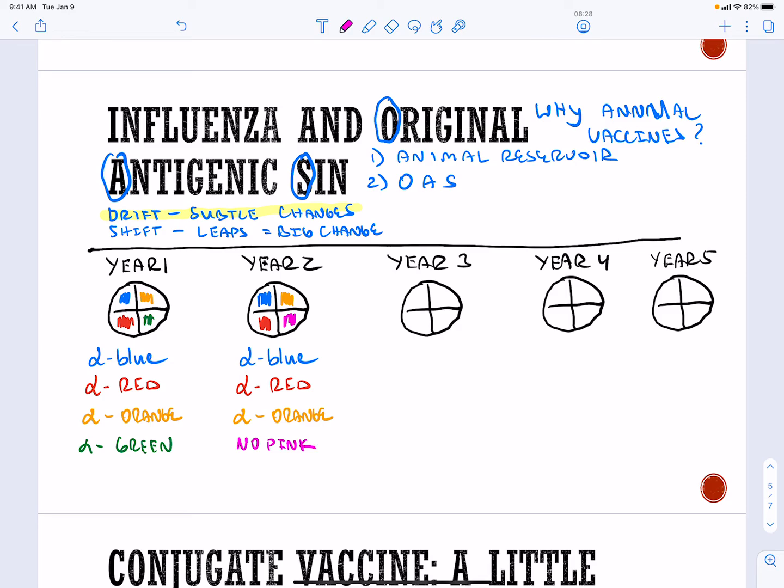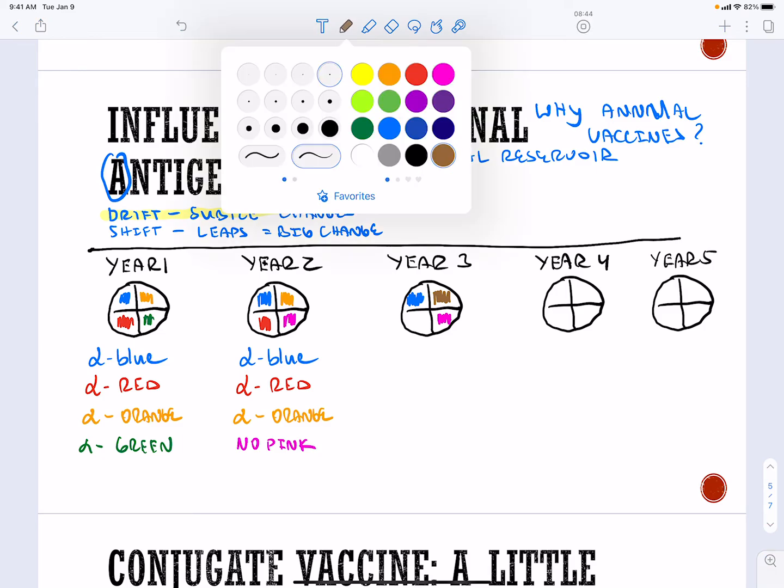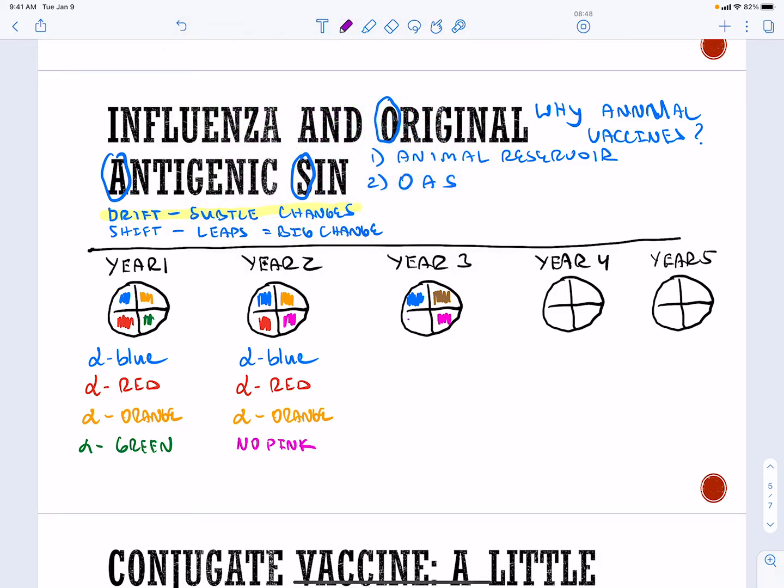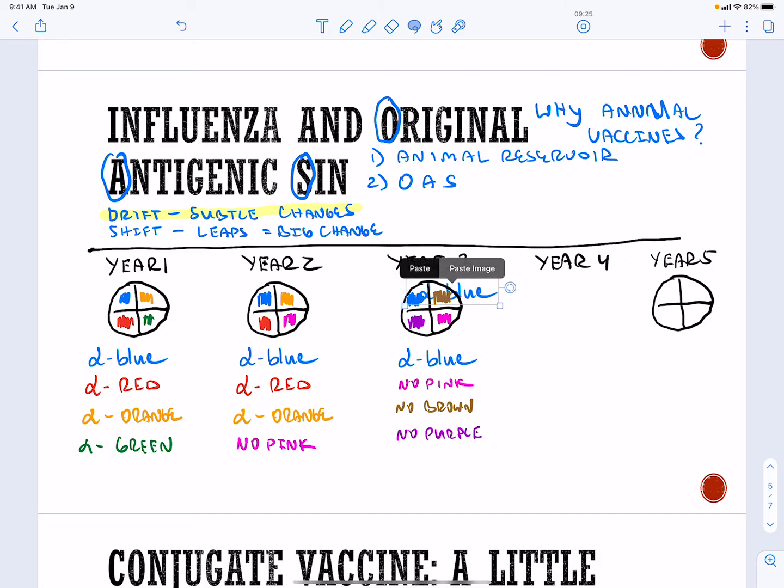And the next year, now you have pink, and you have your blue, and we have a brown, and we have, let's put in here, purple. And so in this case, your blue responds and protects you. But you have no pink, you have no brown, and you have no purple. Now in the 4th year, you can imagine what's going to happen. Actually, it'd be easier if I just copy and paste this guy.